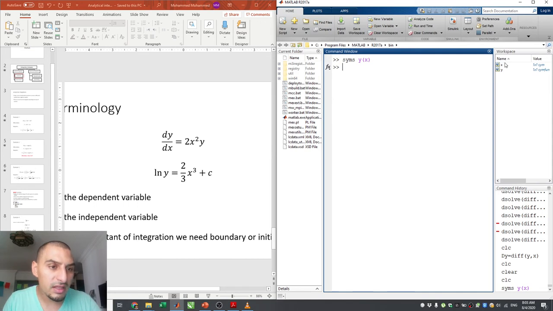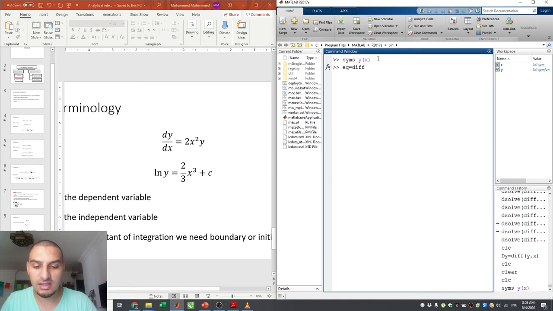Here you'll see that it understands that they are two separate variables, but if you don't define it like this, if you just define this as y and x separately, MATLAB, or the dsolve, will not understand that this is a differential equation. The equation has to be defined in a way which is not very straightforward, but it is easy to understand.